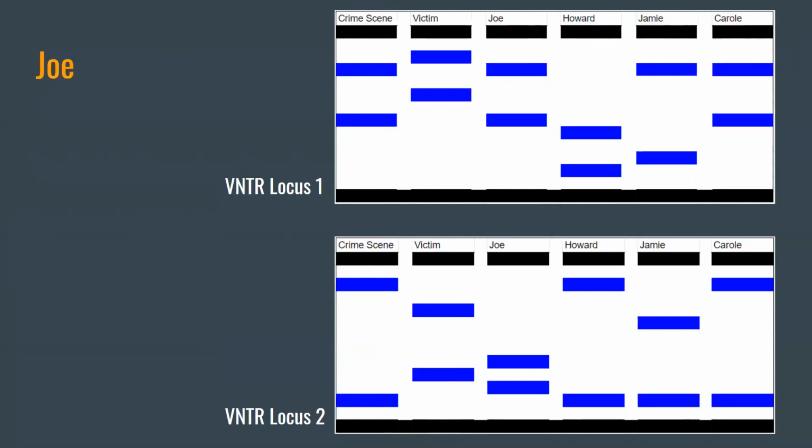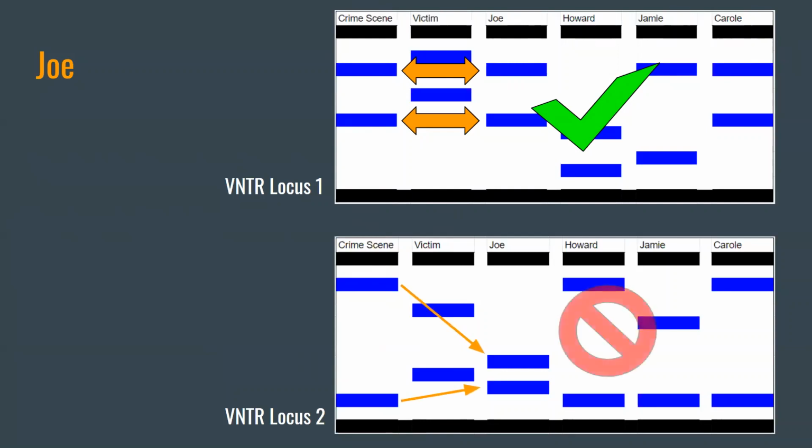Moving on, we can see that Joe's DNA matches the recovered DNA at the first locus, as both bands match with the ones from the crime scene. However, looking at the second locus, the bands do not match up with the evidence, meaning that we can exclude him from the search. We need both loci to match for a conviction.